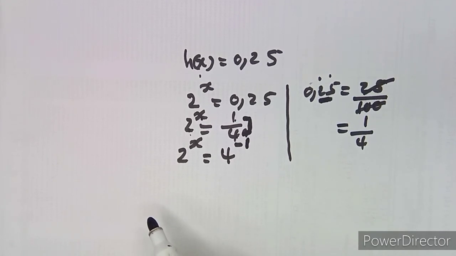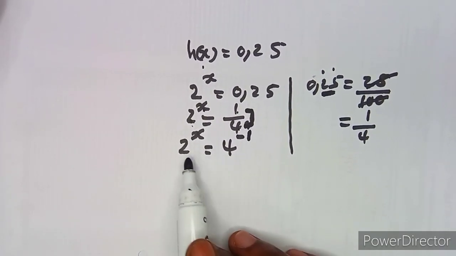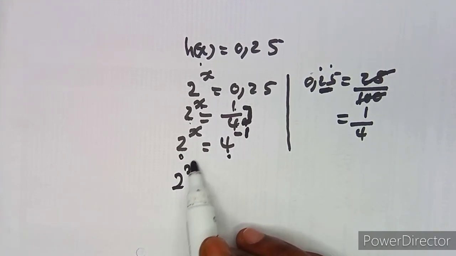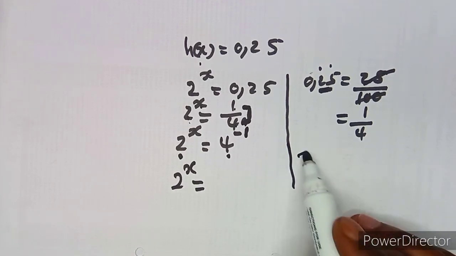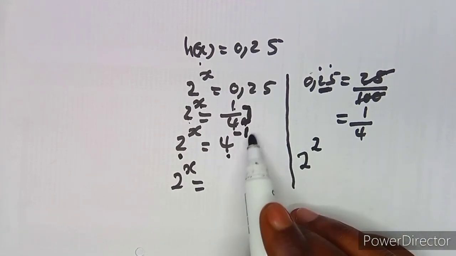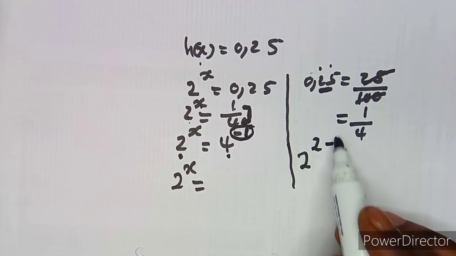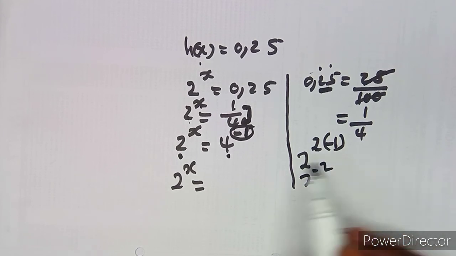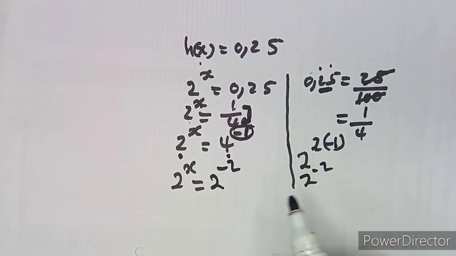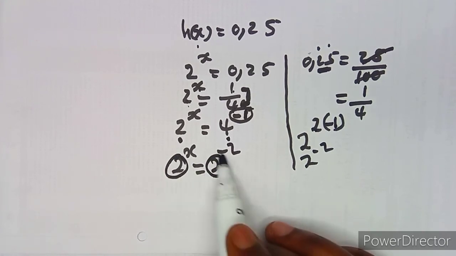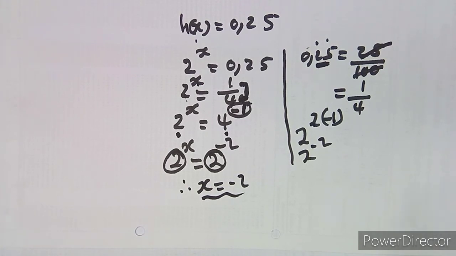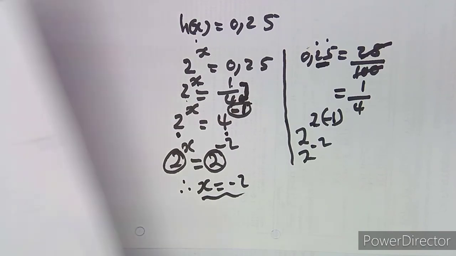Now we can at least use the idea of the bases being equal. So 4 in base of 2 is going to be 2 to the power of 2. But there is already this minus 1 that we are having. So 2 times minus 1, that's minus 2. So it's going to be 2 to the exponent of minus 2. The bases are the same. Therefore, x is equal to minus 2. We know that when the bases are the same, the exponents are also the same. Okay, so that's what we had.